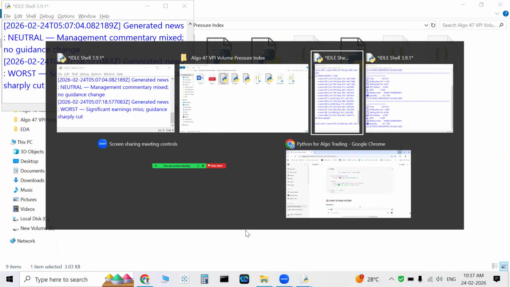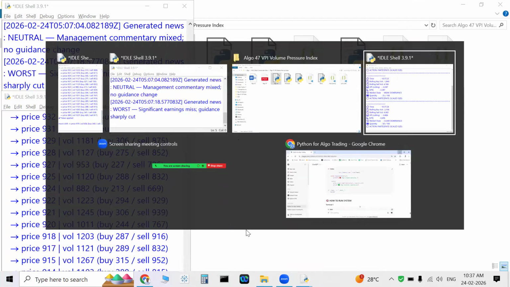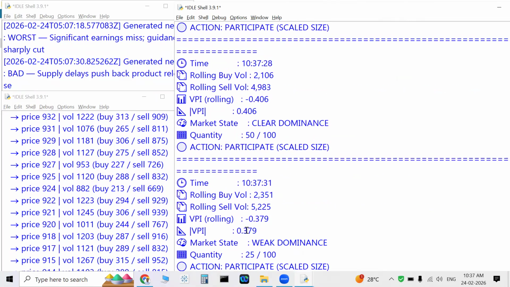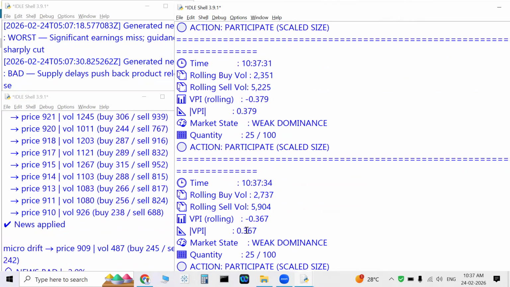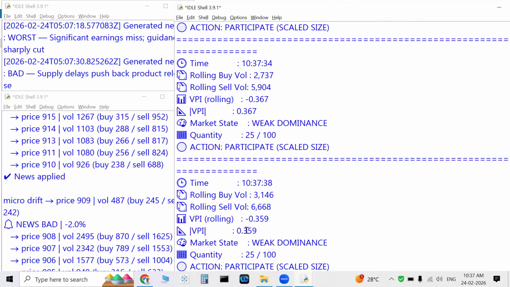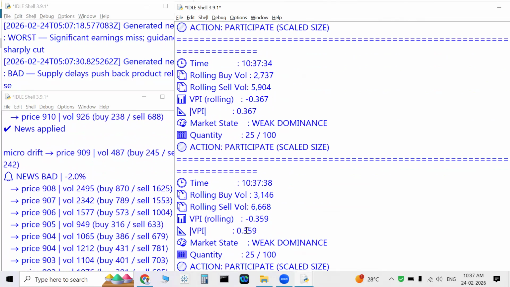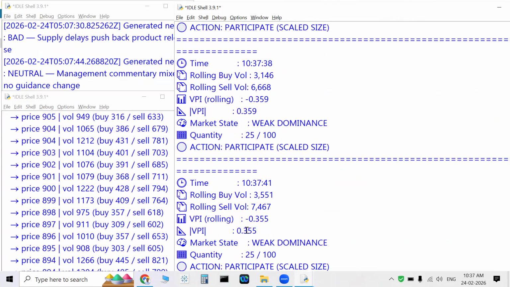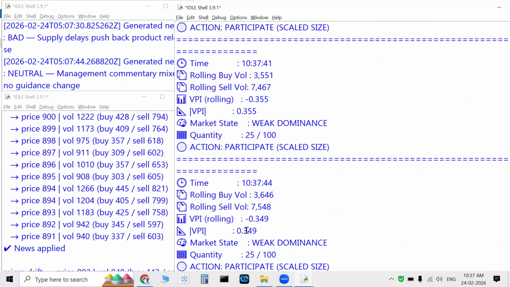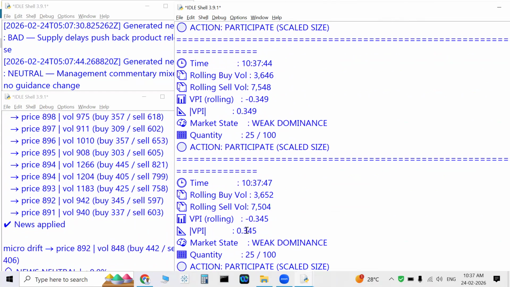This is window number 1, window number 2, and this is window number 3. You can see there is no news. There's a micro drift. Now the bad news has come. Bad news has come, and the dominance is going to increase for sure. I think for a worst news, it is going to increase more the quantity.